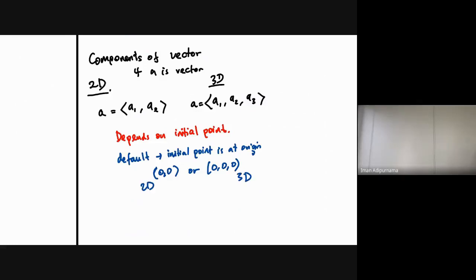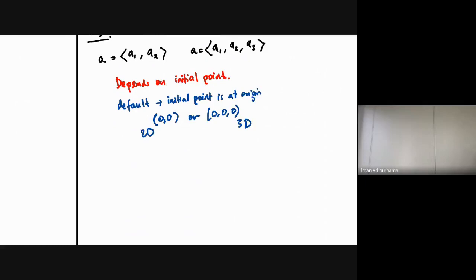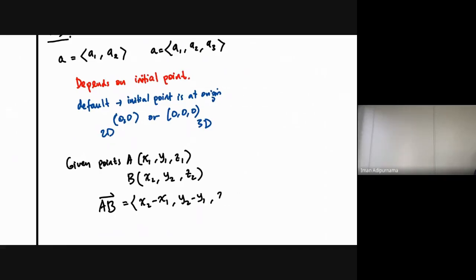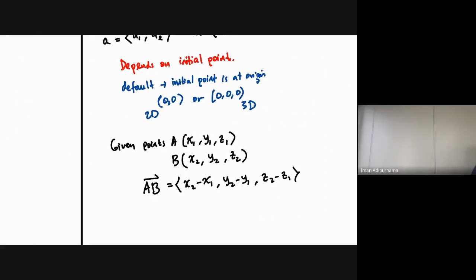So if given points A, x1, y1, and z1, and B, x2, y2, and z2, the vector AB will be x2 minus x1, y2 minus y1, and z2 minus z1. This is if you have a different initial point, like this initial point starts from A. So from A going to B, the vector will be the difference from B to A.